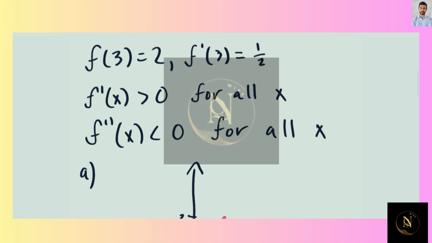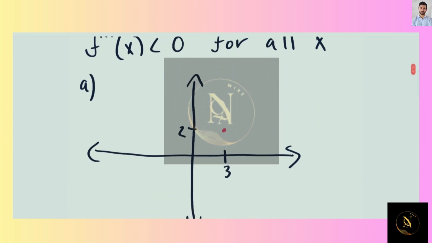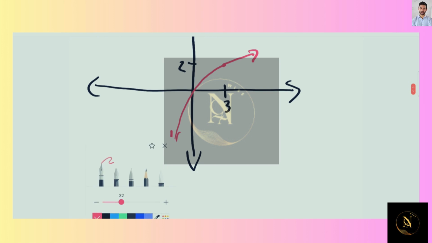And we're also told that f prime of x is always positive and f double prime of x is always negative. So if f prime of x is always positive, that means that we're always increasing. And if f double prime of x is always negative, that means that we're always concave down. So we just need to have a curve that is both increasing and concave down that goes through this point 3 comma 2, and that will be a good sketch of our graph.